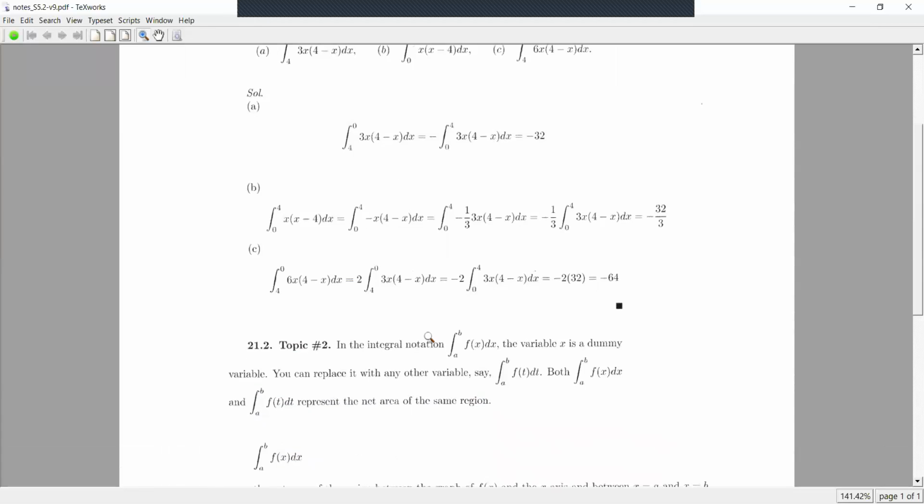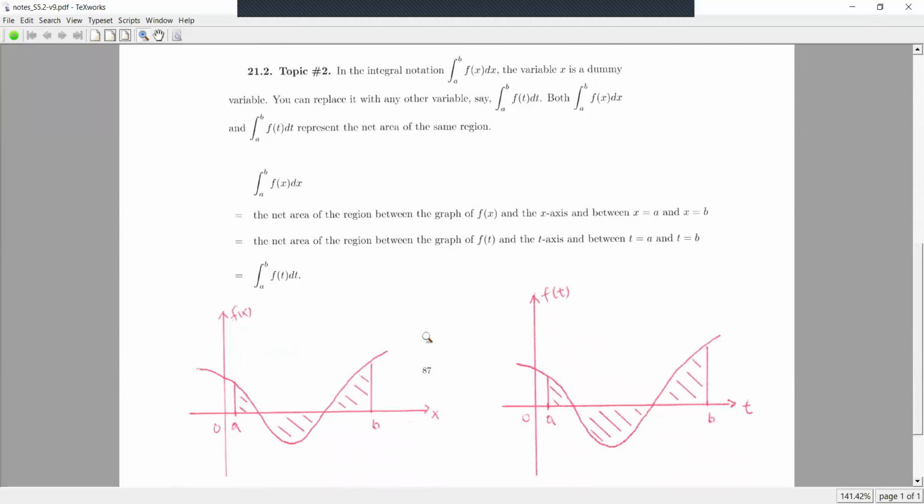Okay, now we turn to the second topic today. The second topic is the dummy variable in the integral notation. In this notation, the variable x actually is a dummy variable. You can replace it with any other letter. Say, for example, you can replace x by t.